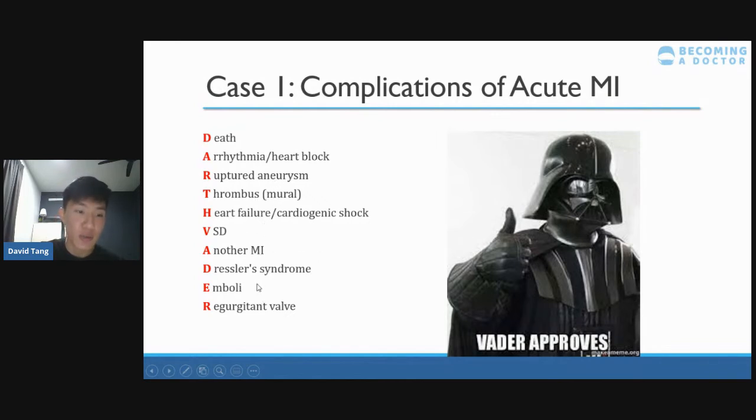And Dressler syndrome, for those who are not familiar, is a pericarditis secondary to an acute myocardial infarction. And it tends to happen at 1 week after the initial event.